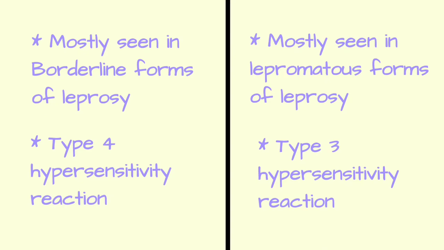We can remember this by adding the corresponding numbers. Always the sum will be 5. So type 4 in type 1, so 4 plus 1 is 5, and type 3 hypersensitivity in type 2 Lepra reaction, 3 plus 2, 5.